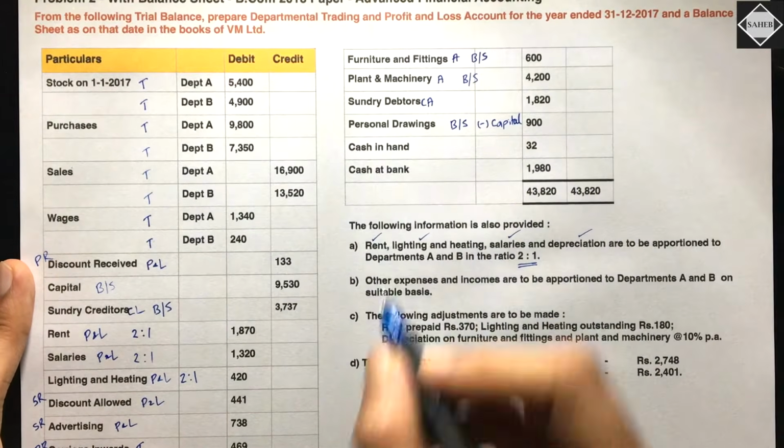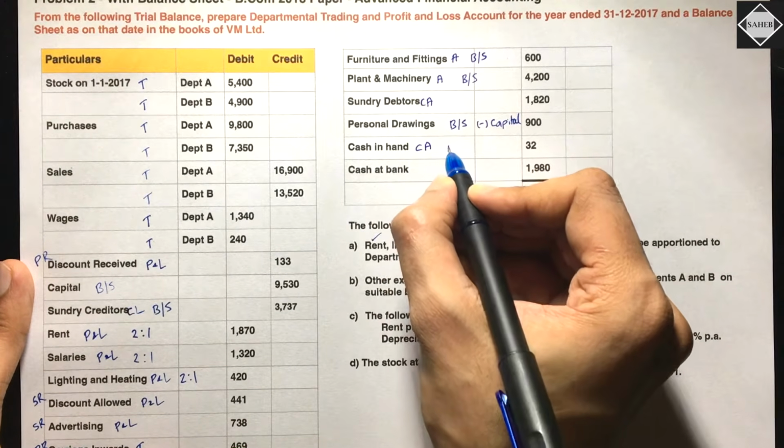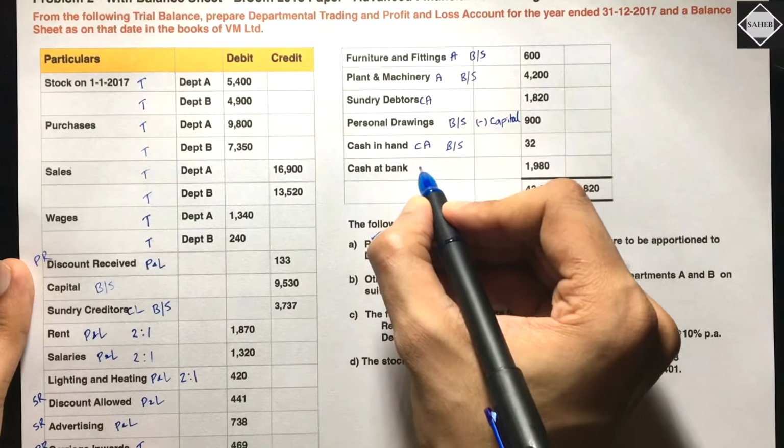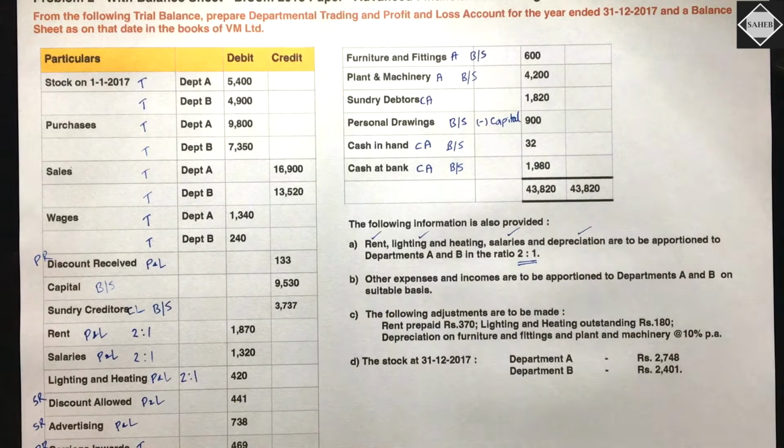Clear? Okay. Then we have cash in hand. Cash in hand is what? It's a current asset. It will go in balance sheet. Cash at bank, again current asset. It will go in balance sheet. We will not distribute anything. Fine. So we have covered all the items right now, isn't it?